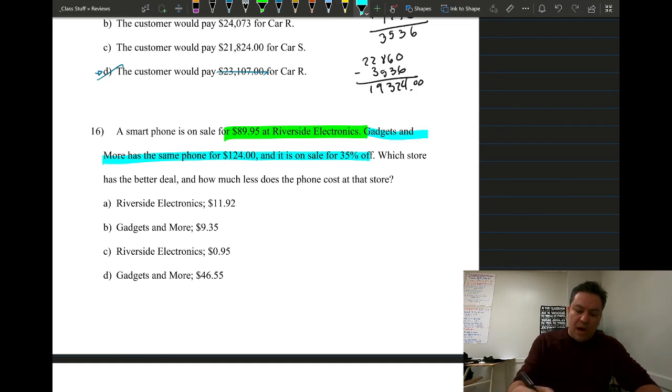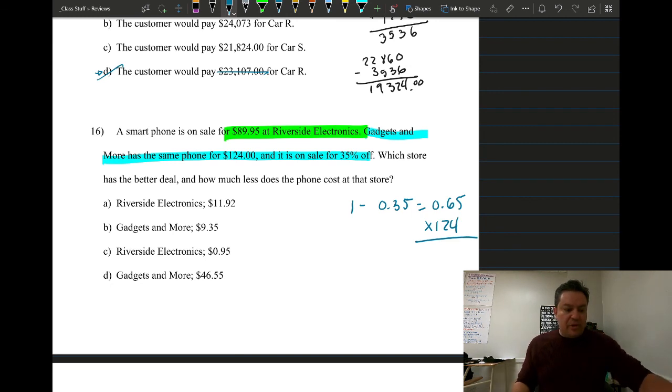Again, step 1, convert percent to decimal. Step 2, subtract from 1. 1 minus 0.35, which is 0.65. Step 3, multiply by the original amount. So $124 times 0.65, you get $80.60. So which one is cheaper is gonna be at Gadgets and More.